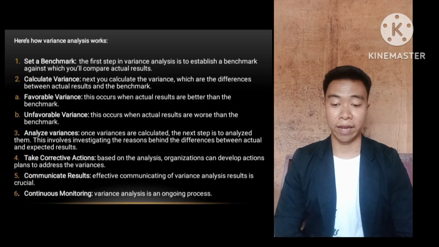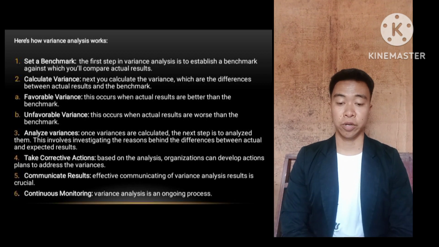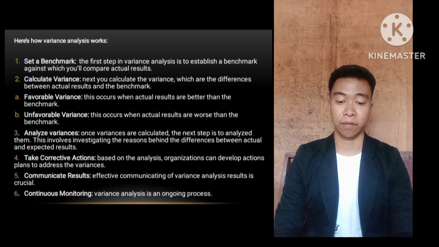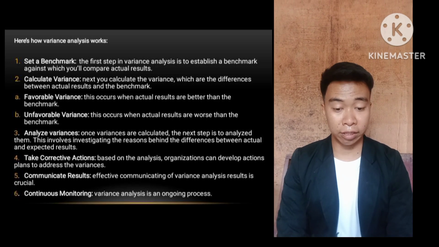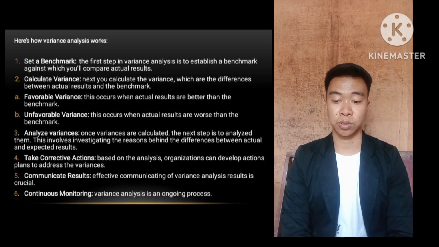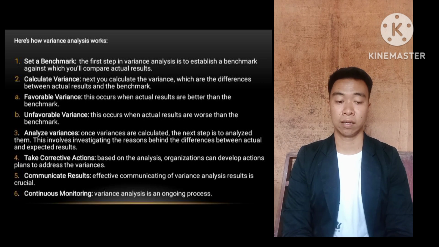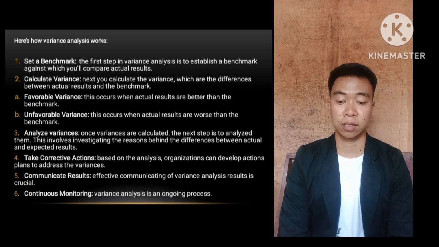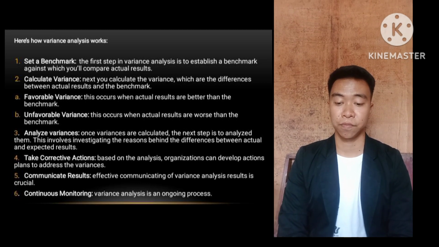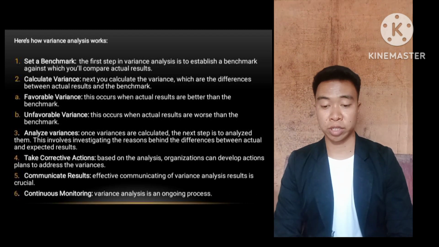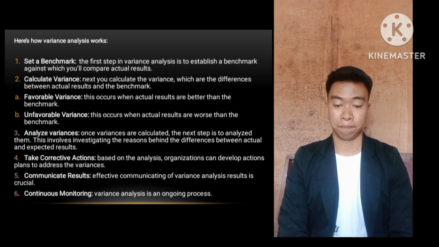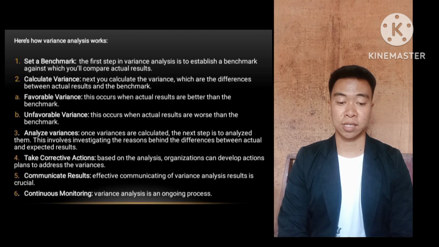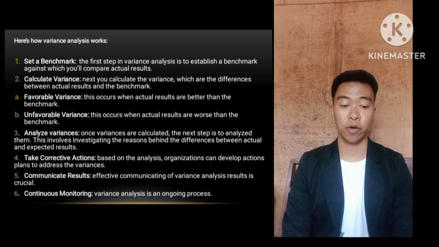So number 5, communicate results. Effective communication of variance analysis results is crucial. It is important, no? It is vital. So number 6 is continuous monitoring. Variance analysis is an ongoing process.